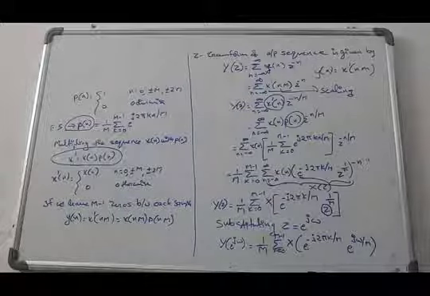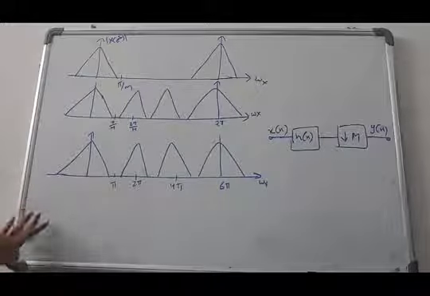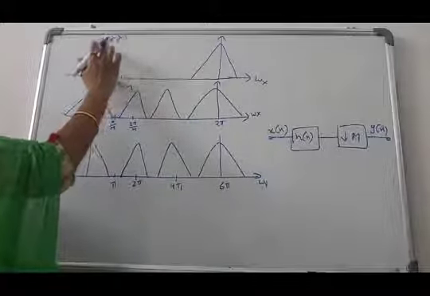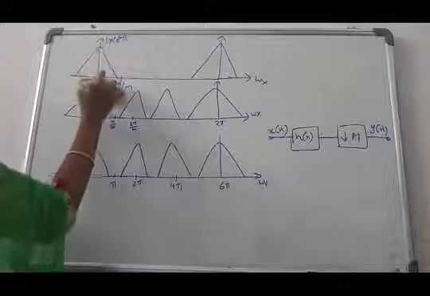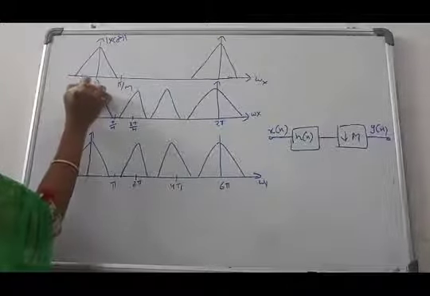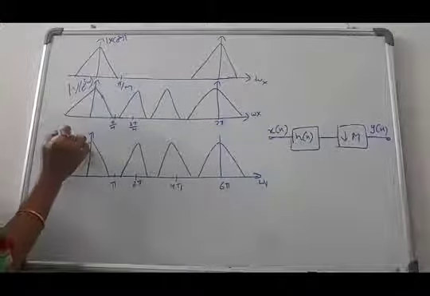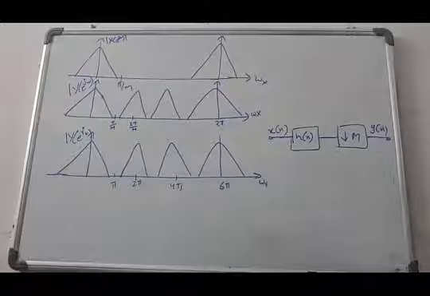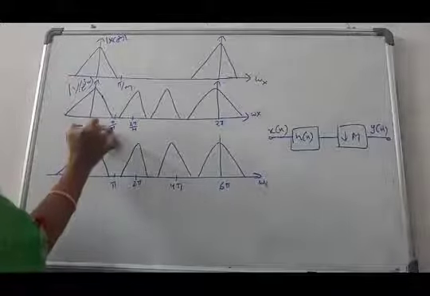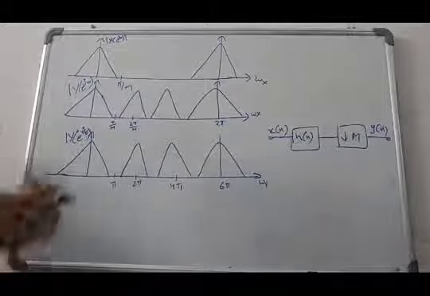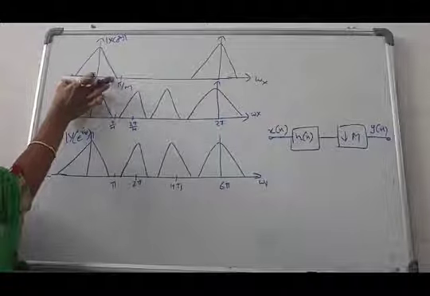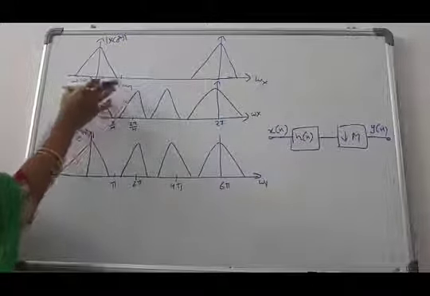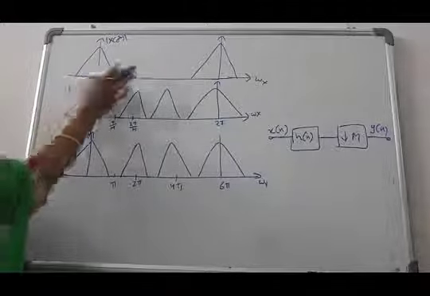Now see, this is the frequency spectrum of mod x of e power j omega, and this is mod y of e power j omega. Here is a band limited signal. The band limit is pi by m. So here omega is equal to pi by m. So this is a band limited signal.